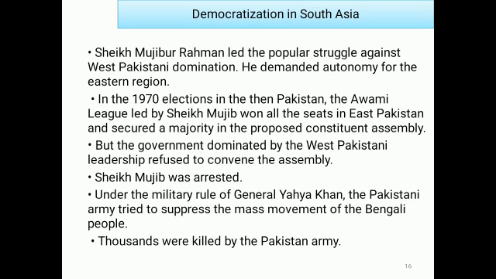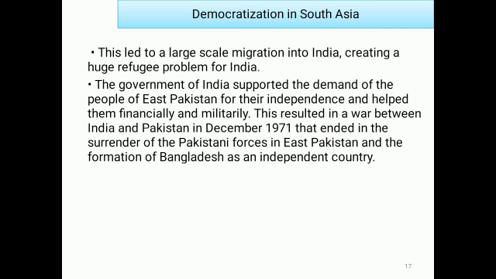Sheikh Mujibur Rahman secured most of the seats, a majority. Even then, West Pakistani leadership refused to convene the assembly. And after that, Sheikh Mujib was arrested. Under the military rule of General Yahya Khan, the Pakistani army tried to suppress the mass movement of Bengali people. And at that time in Bangladesh, thousands were killed by the Pakistan army.